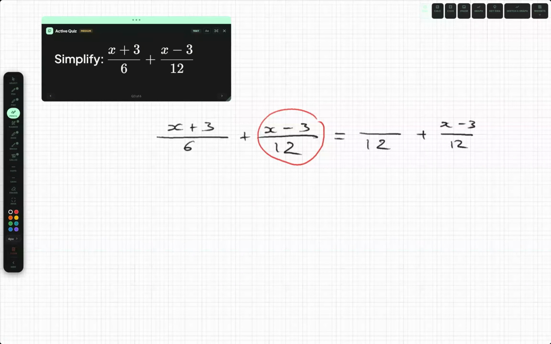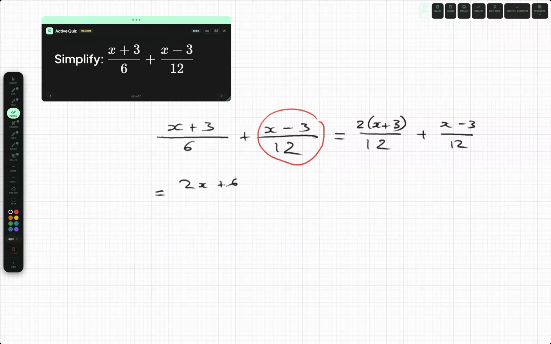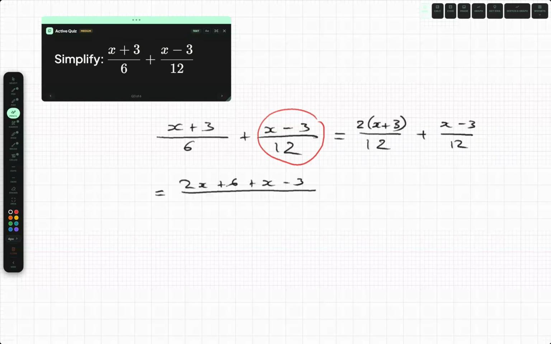We've gone 6 to 12, which is multiplied by 2. Do the exact same to the top, 2 times x plus 3. And we're already ready to expand. So any opportunity you have to really just leave one whole fraction the way it is, we'll take that one. Right, so now we're going to be looking at expanding. So 2 times x plus 3 is 2x plus 6. And then we just leave the rest as is, plus x minus 3 all over 12.